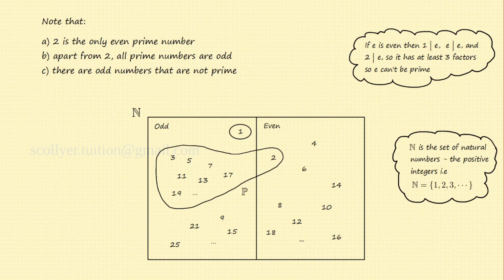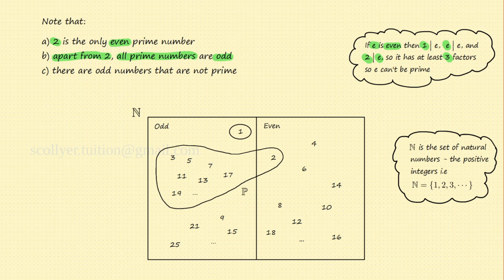We can now note the following facts. 2 is the only even prime number. And apart from 2, all prime numbers are odd. And why is that? Well, if e is an even integer, then e has the trivial factors 1 and e. But since e is even, 2 divides e. So e has at least 3 factors, and therefore cannot be prime.